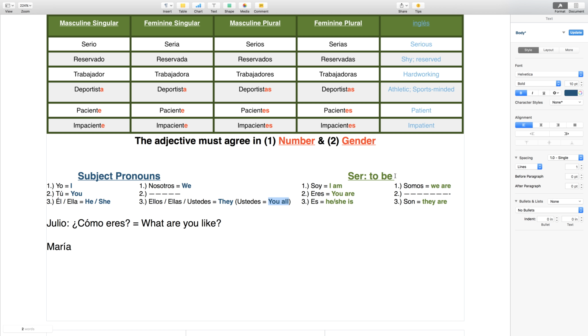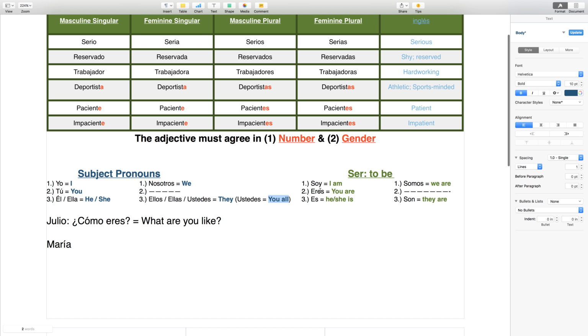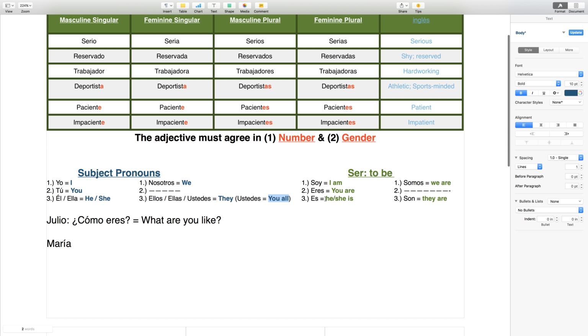The verb ser is to be. This is a new verb for us. Soy is I am. Eres, you are. Es could be he or she is. Somos is we are. And finally, son is they are.